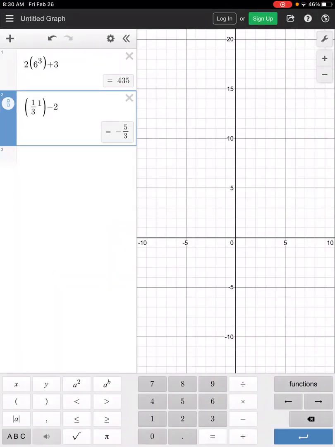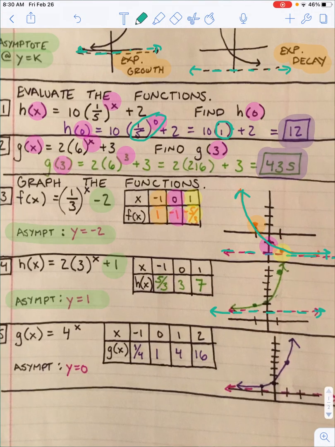So 2 times 3 raised to the negative 1 plus 1. And I get 5/3. And you can see we have that for our first point here, negative 1 and 5/3. So 5/3 is again between positive 1 and positive 2. So if I go over here to negative 1, and I go up just almost to positive 2 and put my point.